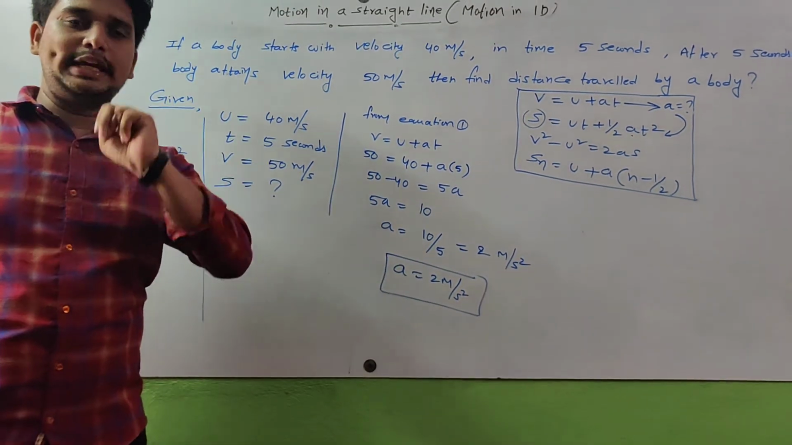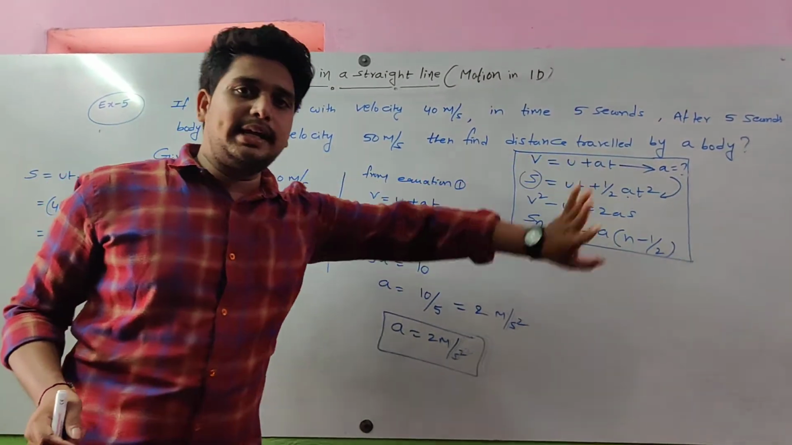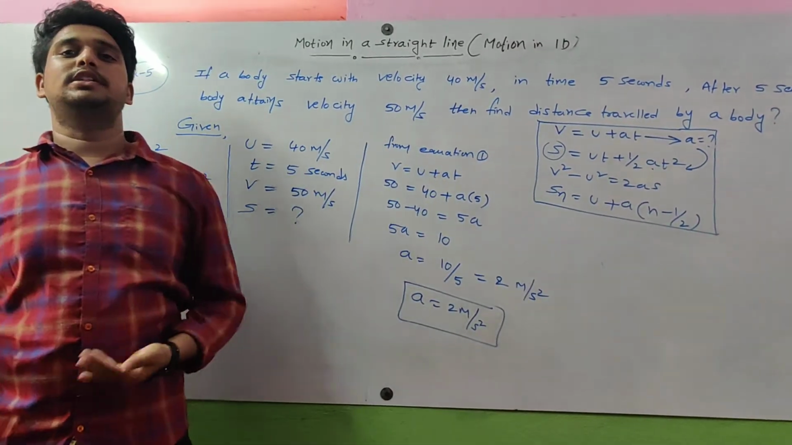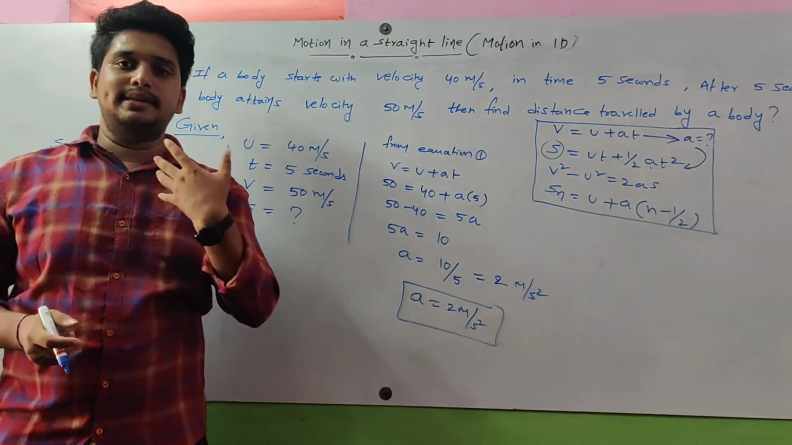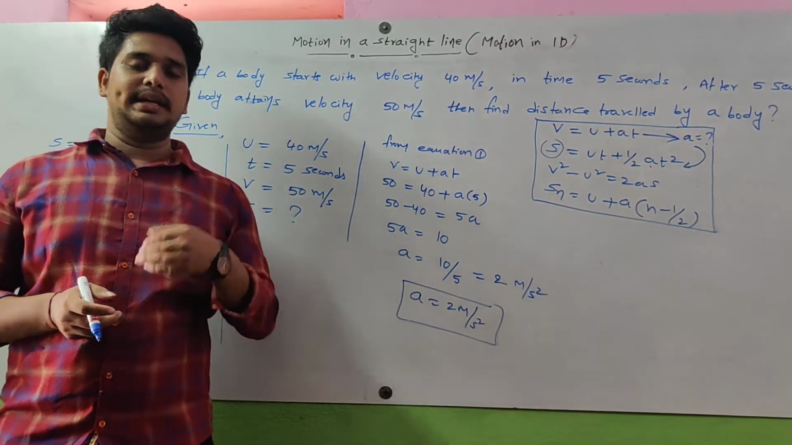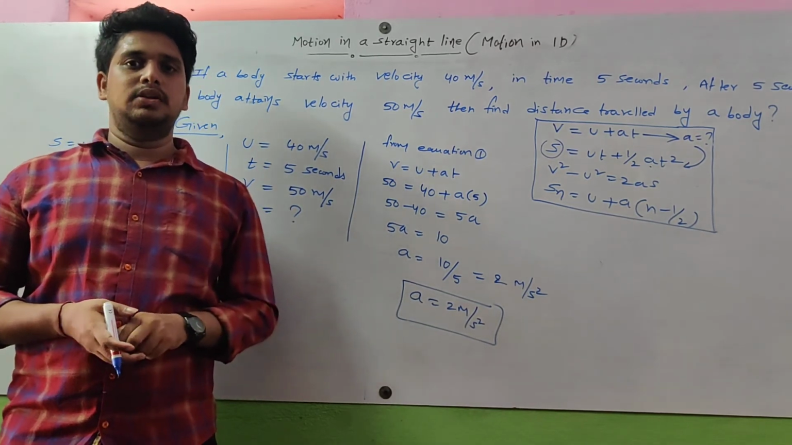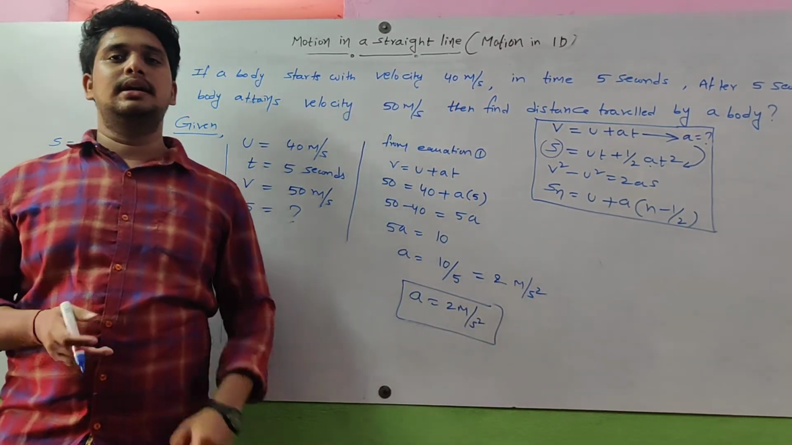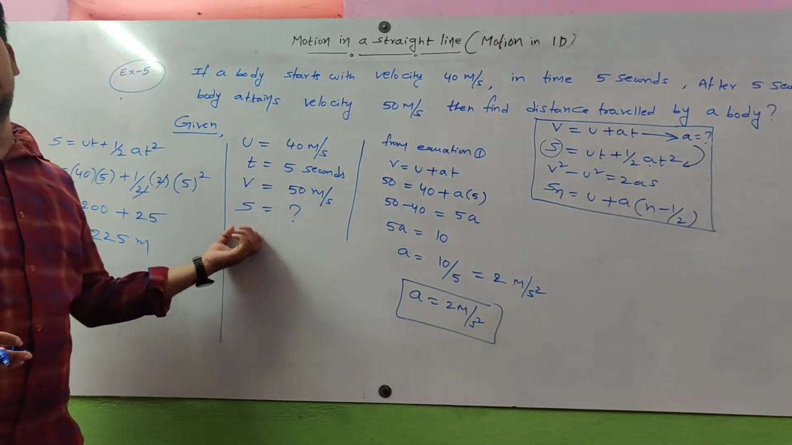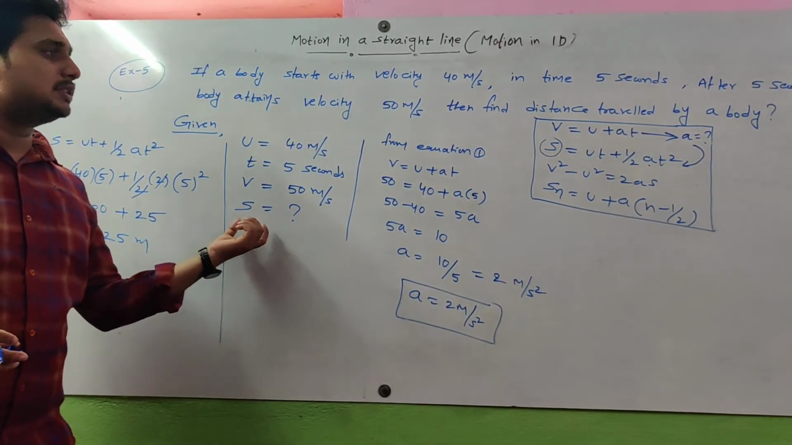So how did we solve this question? We used two equations: v is equal to u plus at, and s is equal to ut plus half at square. By using these two equations we solved this question. Questions like these are also asked in NEET and JEE mains. So please be focused whenever questions like these are asked. First of all, what we need to find, that is important. The s value we need to find.